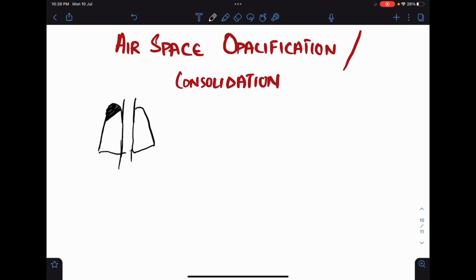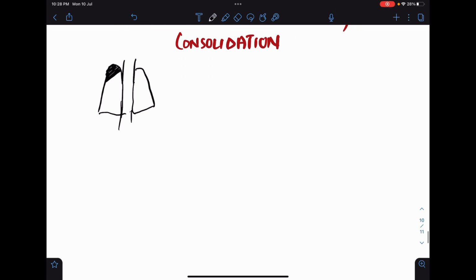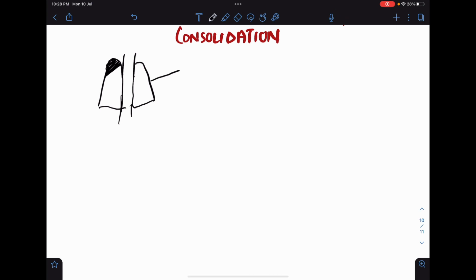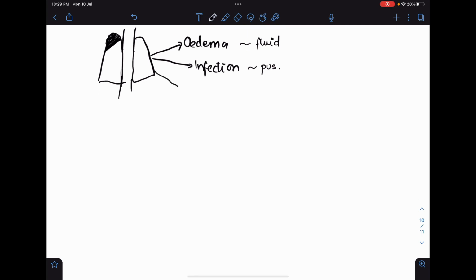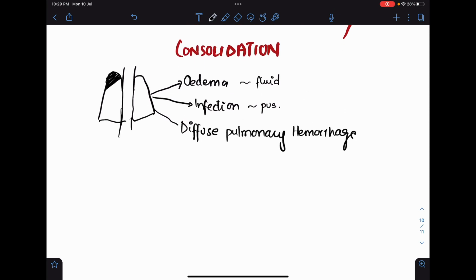Airspace opacity and consolidation can occur in the upper lobe, lower lobe, or middle lobe, and it results in increased parenchymal density that obscures the visibility of the vessels and the bronchial wall. It can be due to edema, which involves fluid, infection, which involves pus, or diffuse pulmonary hemorrhage.